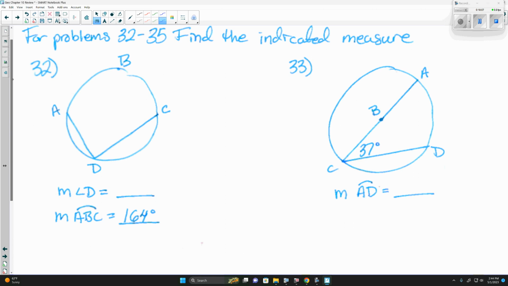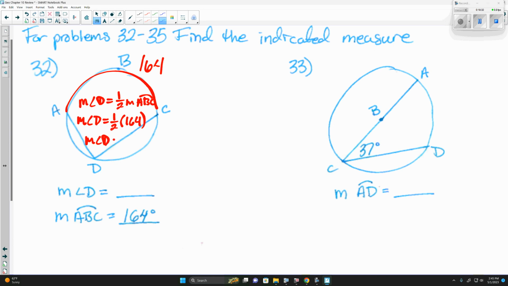Inscribed angle. An inscribed angle is equal to half the measure of its arc. So here the arc is 164 degrees. So the measure of angle D is half the measure of ABC. So here the measure of angle D is 1/2 of 164. So the measure of angle D is 82.